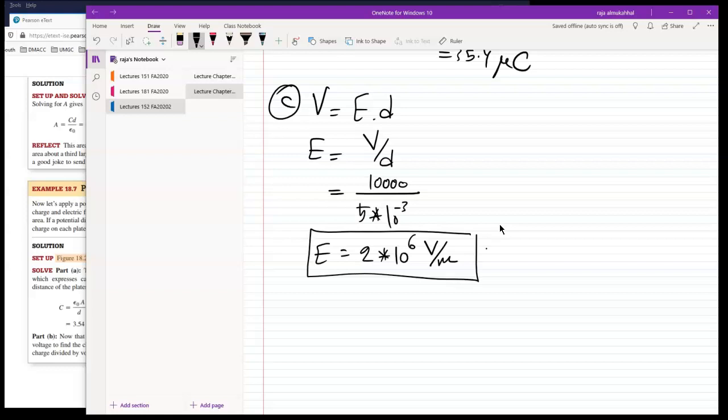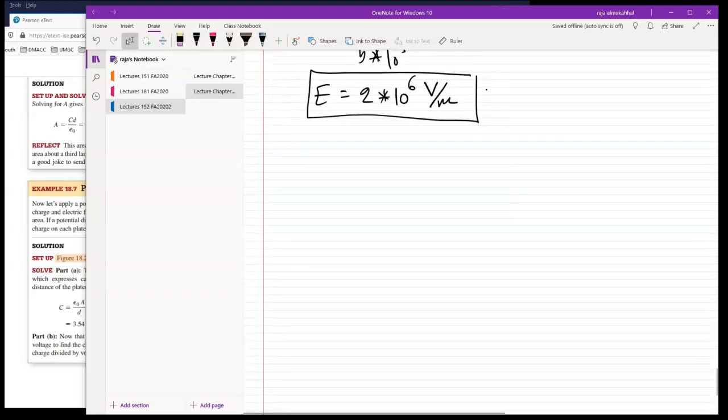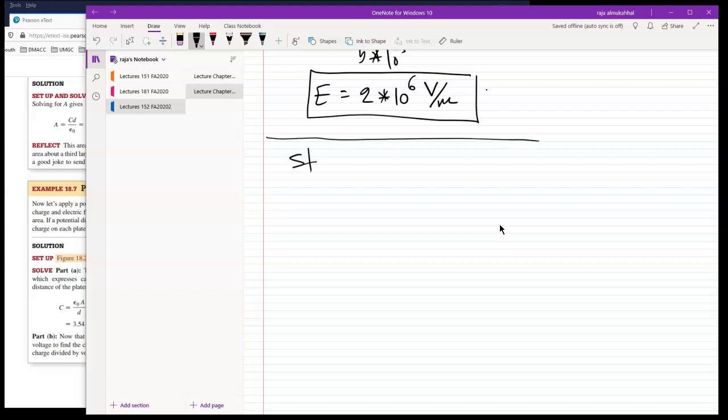Okay. The last topic that I want to cover in terms of capacitors, and then hopefully we'll do problems from the book, and that is when you take capacitors. Oh, one more thing. Sorry, there's one more thing I want to talk about, and that is energy inside a capacitor. Okay, this is an important topic actually. Stored energy.